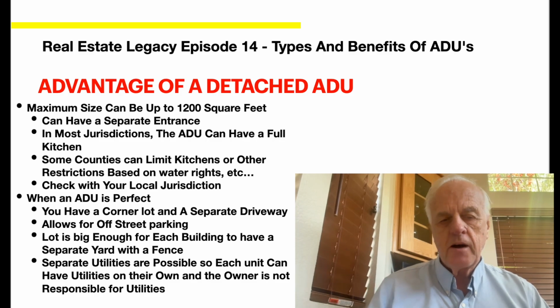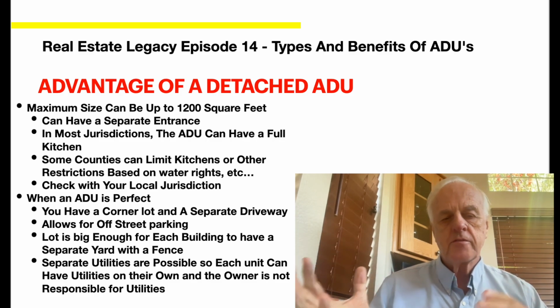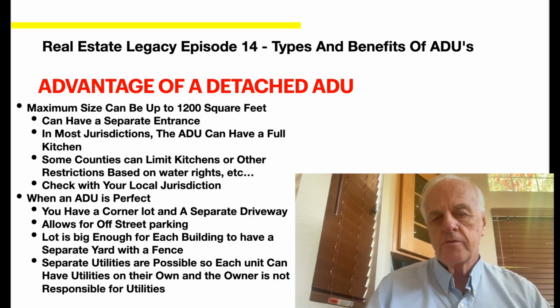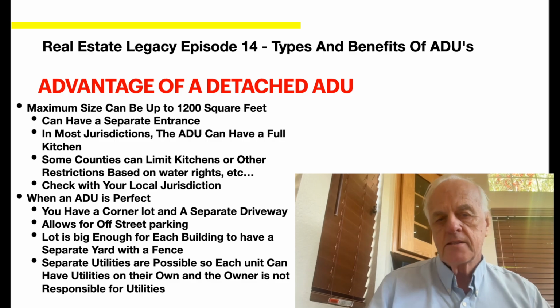Separate utilities are possible, so each unit can have utilities of its own, and the owner is not responsible for separate utilities. That makes it feel like you really do have two homes on a lot, and that's the best for when you have a detached ADU. If you can treat it as if it were two separate homes, I think that's the most ideal.